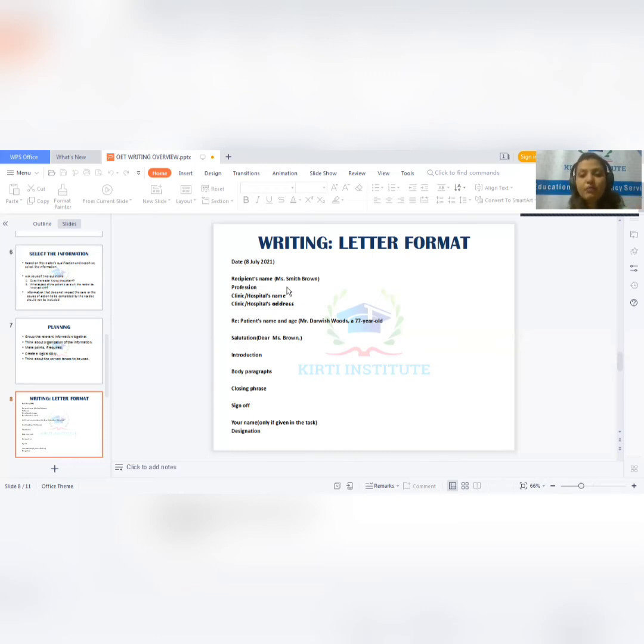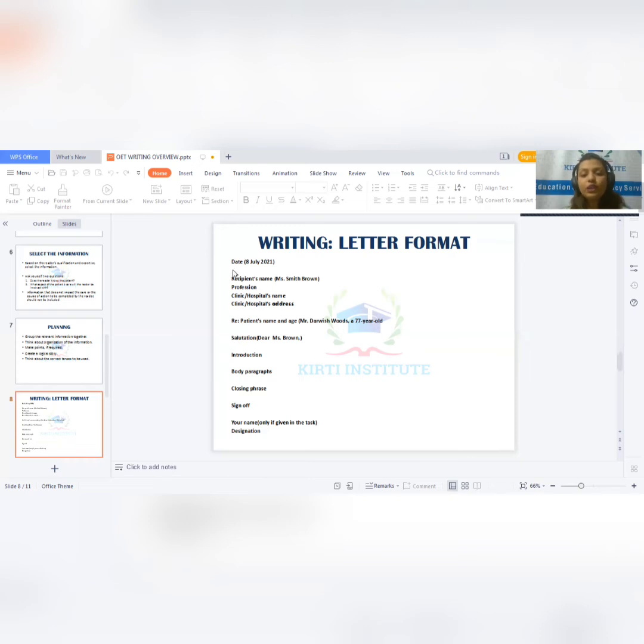Miss Brown. If the name is given, like here the recipient is Miss Smith Brown, so here you can write Dear Miss, that will be the title, and Brown. Brown is a family name, so you should write that family name over here. If the name of the recipient is not given, you may address by the profession, by the designation, Dear Director, Dear Nurse, Dear Doctor, like that also you may start.